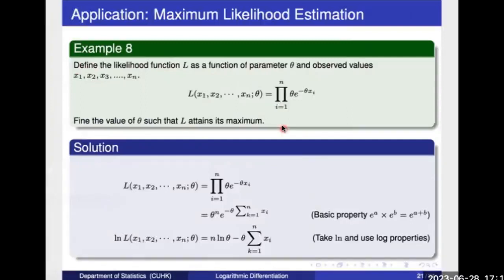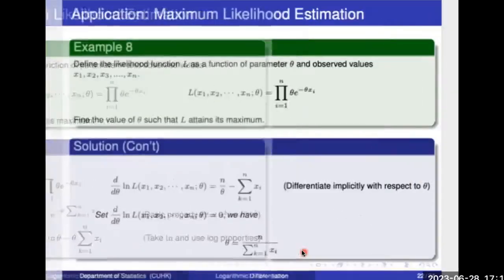The solution uses the basic property that e to the power of a times e to the power of b equals e to the power of a plus b. The natural logarithm is then taken of the likelihood function and simplified using logarithm properties. The interim result is an expression involving n times the natural logarithm of theta minus theta times the sum of xi values from 1 to n.